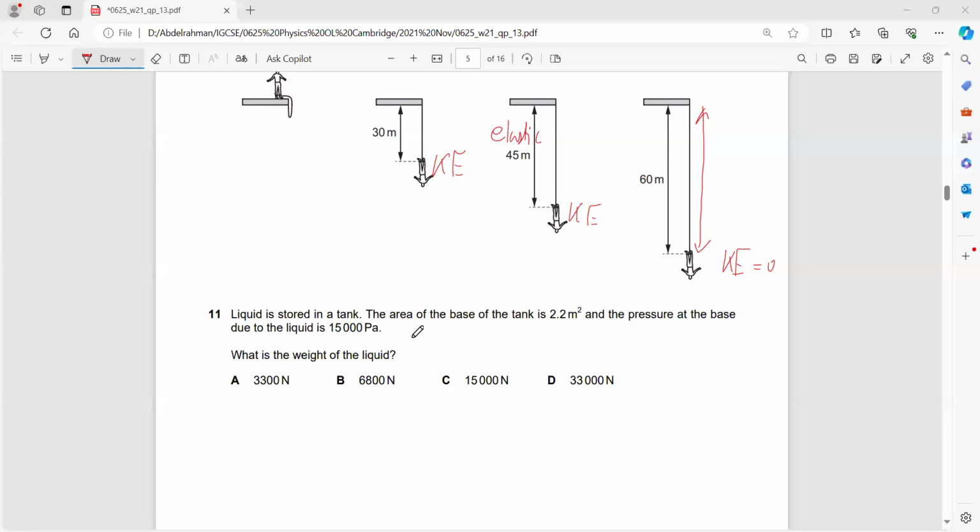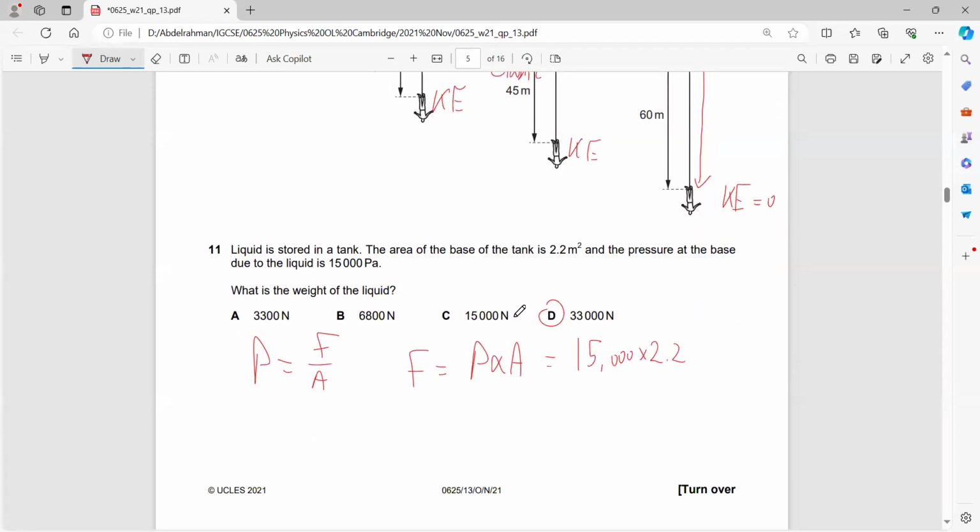It's the force. Pressure equals force over area. Can I find the force? Force equals pressure times area. The pressure is 15,000 pascals times the area, 2.2. So it's going to be D. That's it. Pressure equals force over area, or force equals pressure times area. Multiply them.